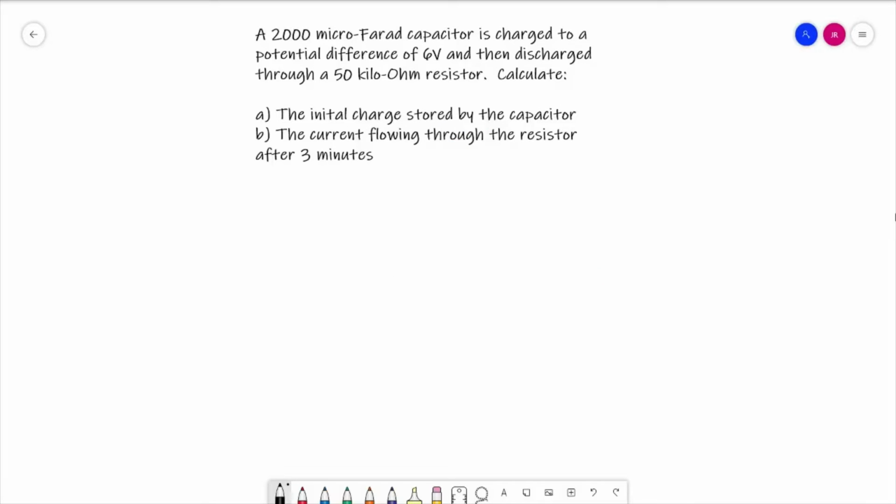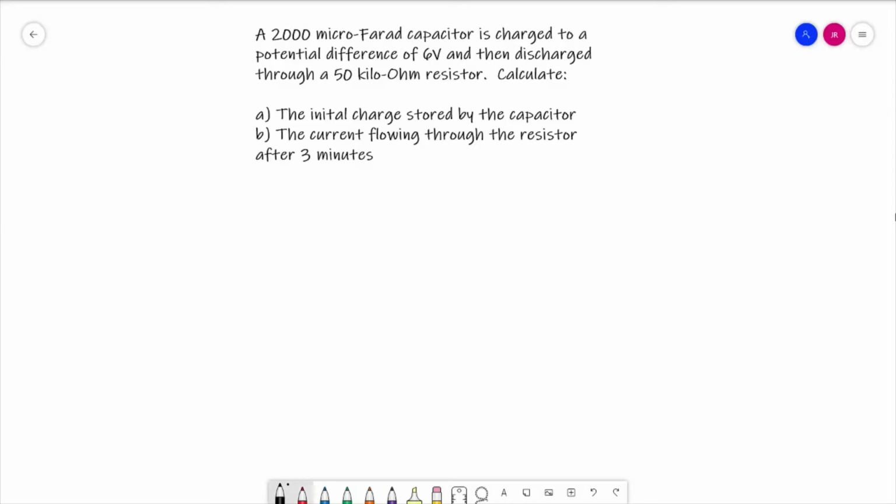So here then is your question for this video. A 2000 microfarad capacitor is charged to a potential difference of 6 volts and then discharged through a 50 kilo ohm resistor. Calculate A, the initial charge stored by the capacitor, and B, the current flowing through the resistor after 3 minutes. So go away, obviously pause the video, have a go at this, and then come back when you think you've got an answer.